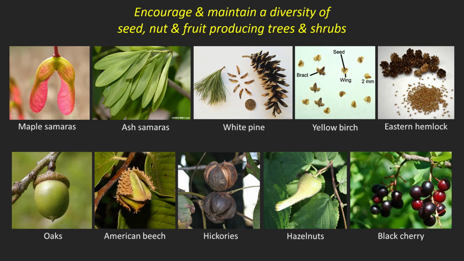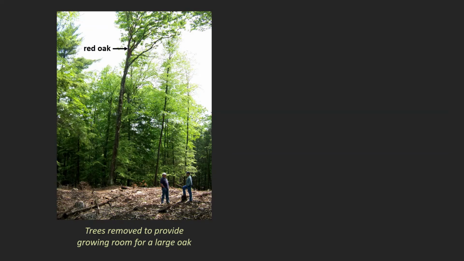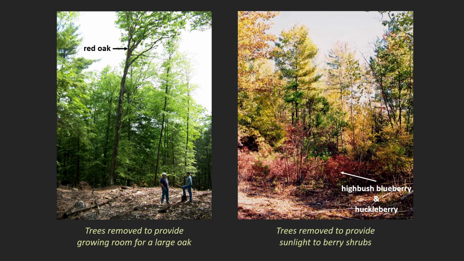Planned timber harvesting is also used as one of the primary tools for encouraging a diversity of seed, nut, and fruit producing tree and shrub species that will support a diversity of wildlife. We often use timber harvesting to remove trees to make openings that allow healthy oaks to expand their crowns or tops to capture more sunlight and produce larger acorn crops. And we remove trees that overtop berry producing shrubs to provide these shrubs with sunlight to enhance their fruit production.